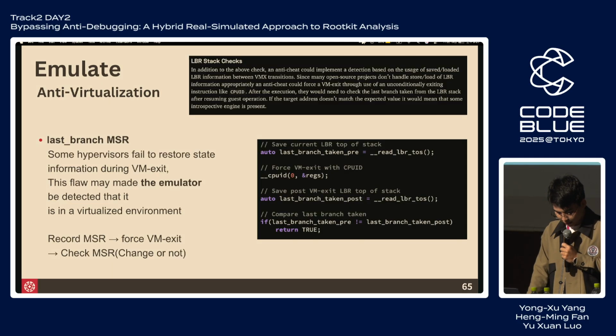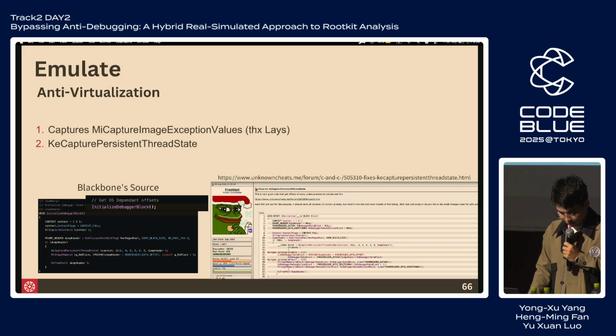It also uses the last branch MSR. Some hypervisors fail to restore state information during VM exit. So, by reading the MSR, doing a forced VM exit, then reading the MSR again when the system enters the VM, the system can check if the value of the last branch MSR is different from before. If the value does differ, that means the environment is virtual.